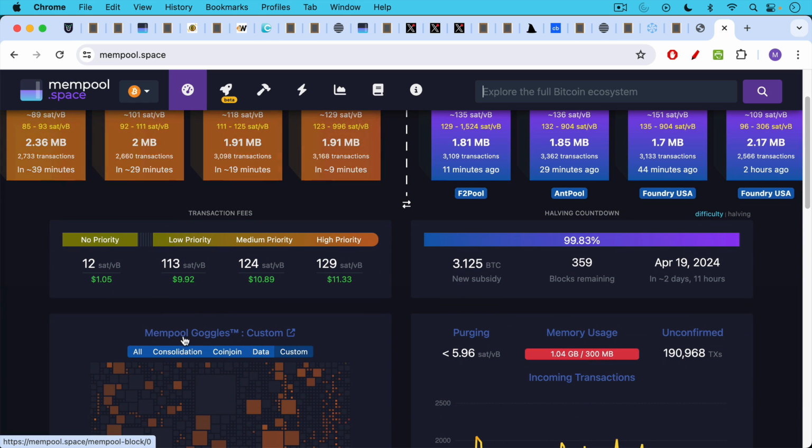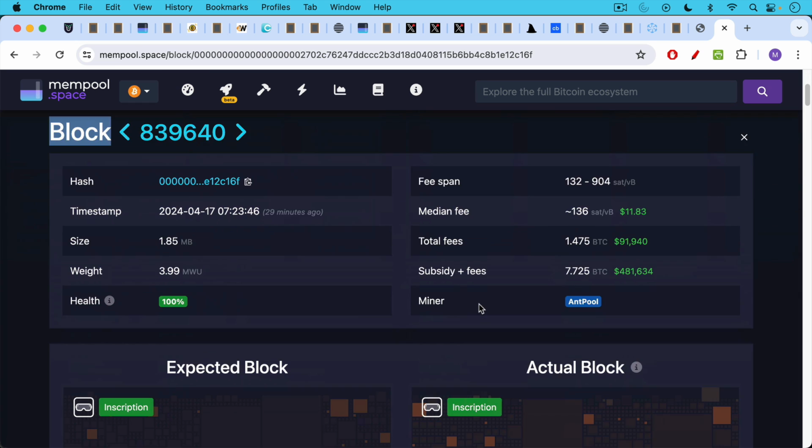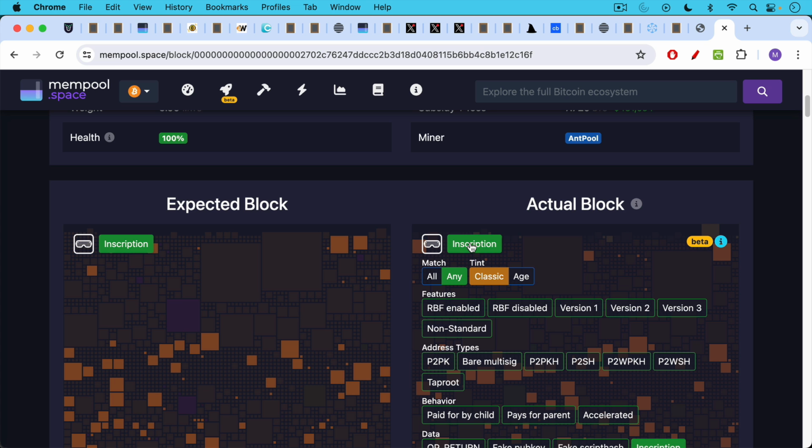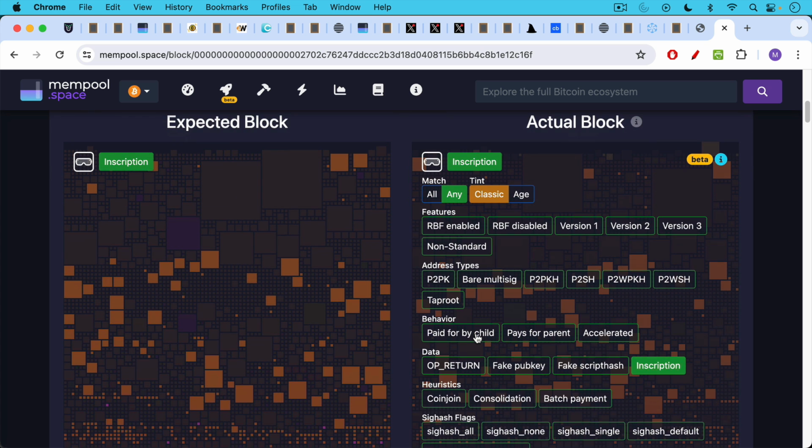This is what you want to use right here, mempool goggles. I believe you can just double click on a block, scroll down, and then use the goggle thing here, and you can see whether you want to look at inscriptions, whether you want to look at coinjoins, etc., anything that's taking place in a block. So that's a great way to keep track of this.